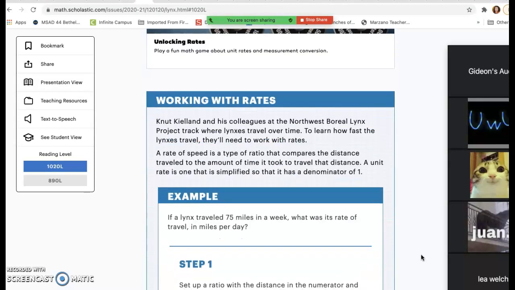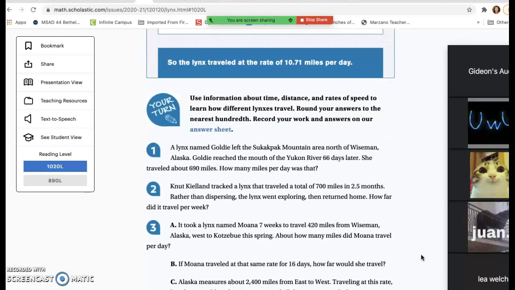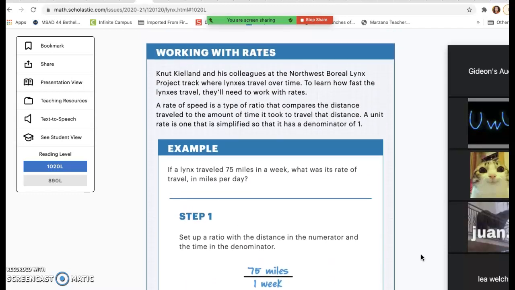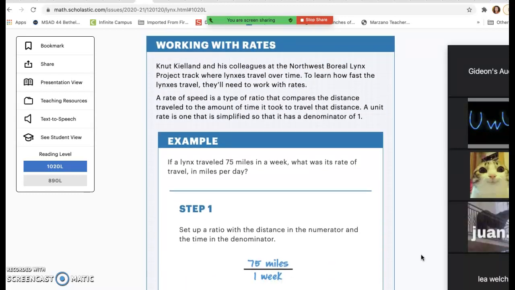Wow, cool. Okay, so here is where we have some examples of working with rates. Knut Keeland and his colleagues at the Northwest Boreal Lynx Project track where lynxes travel over time. To learn how fast the lynxes travel, they'll need to work with rates. A rate of speed is a type of ratio that compares the distance traveled to the amount of time it took to travel that distance.